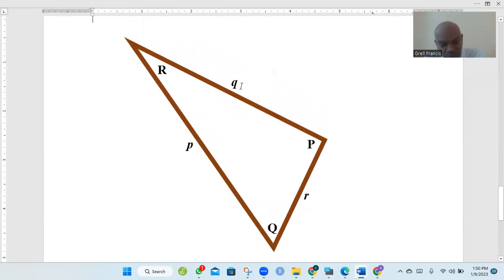So with an oblique triangle, the word opposite is very prominent. Hypotenuse and adjacent are absent. So it's all about the side opposite to the angle in oblique triangles.